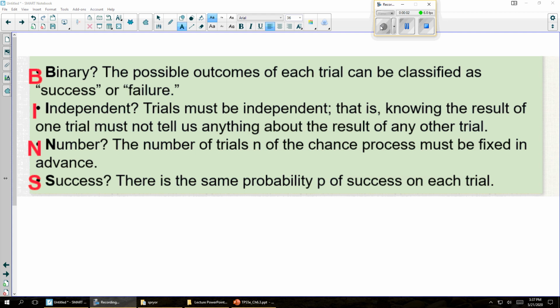Discussing briefly the binomial distribution. A distribution is binomial if four characteristics are met, and they're listed right here. The acronym is BINS, B-I-N-S.